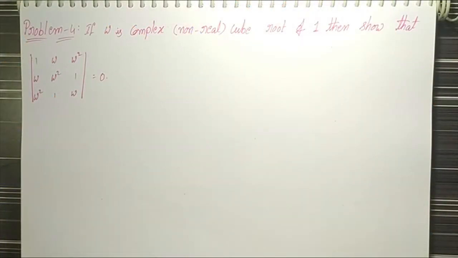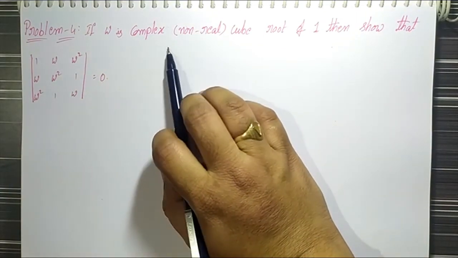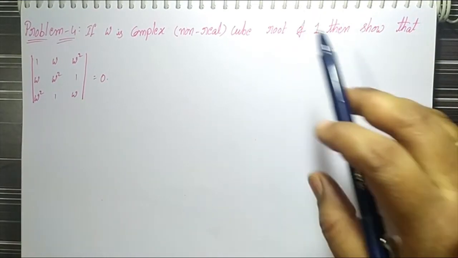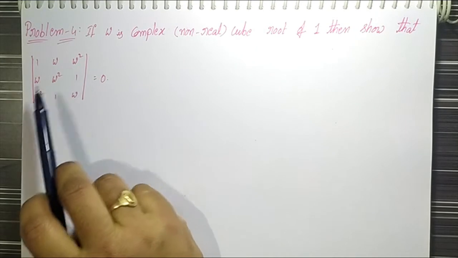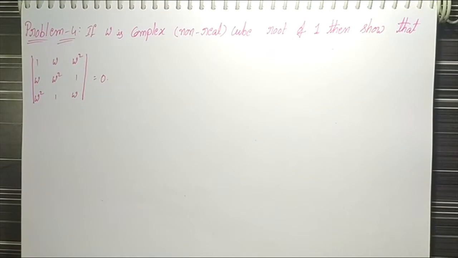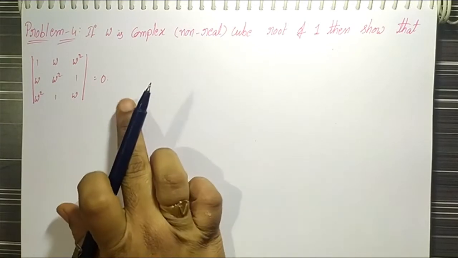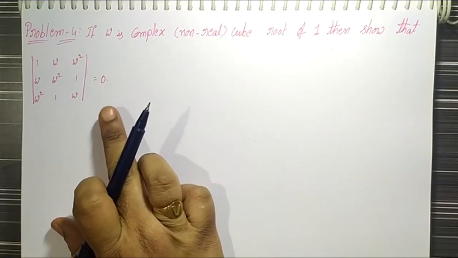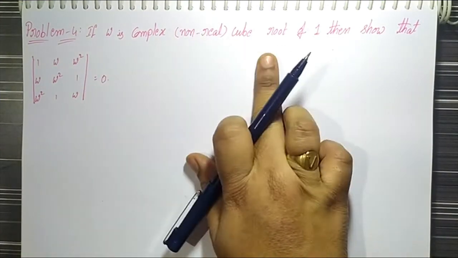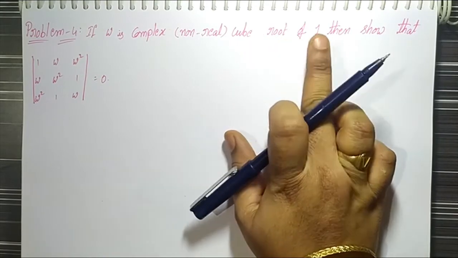Next, we will go to the fourth problem in the solved problems 3.4.10. The problem is: if omega is complex, meaning a non-real cube root of 1, then show that the determinant of [1, omega, omega square; omega square, 1, omega; omega square, 1, omega] is equal to 0. This is our given problem. In this problem we have to show this, and we are also given that omega is a cube root of 1.